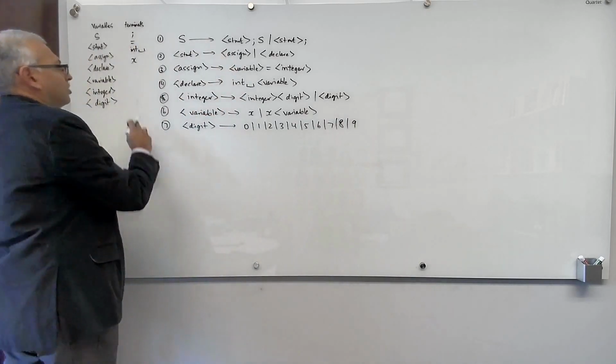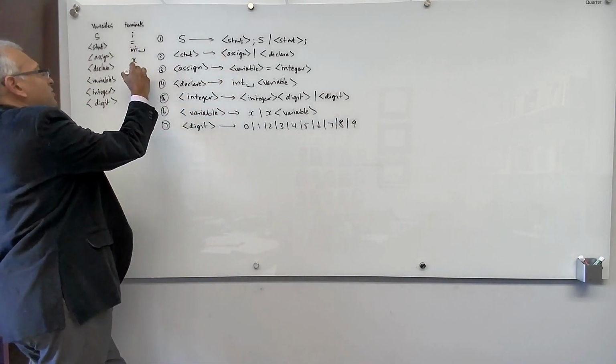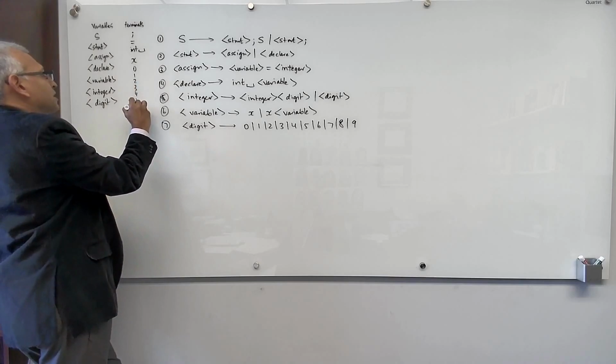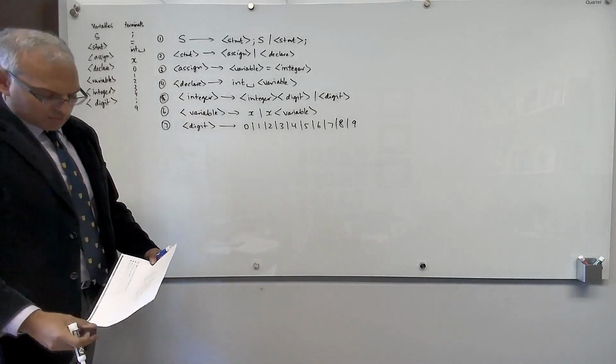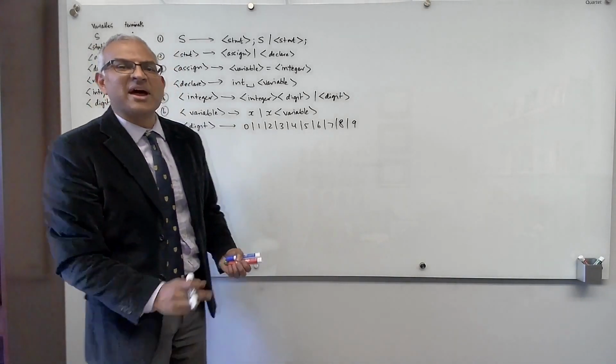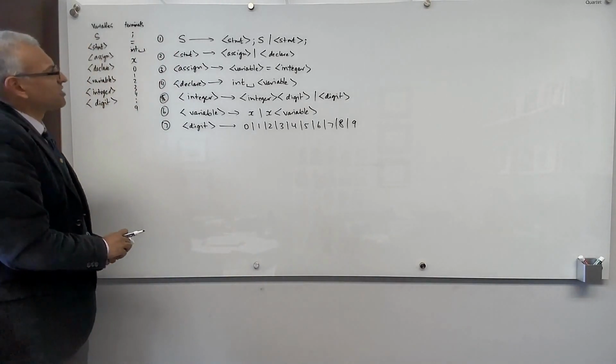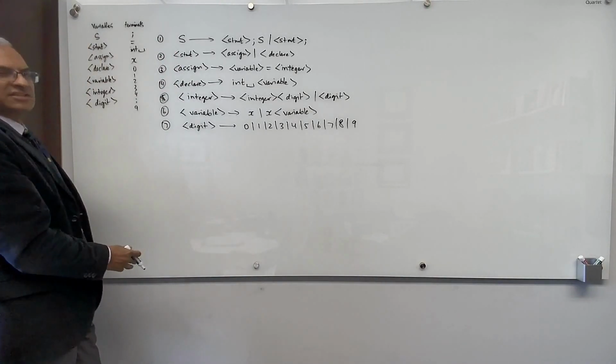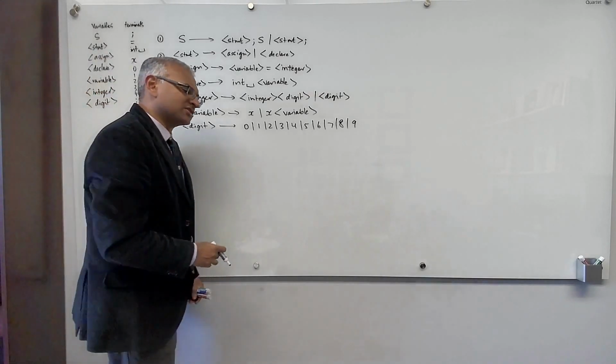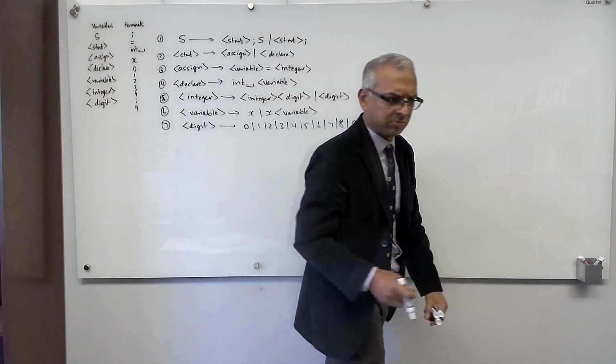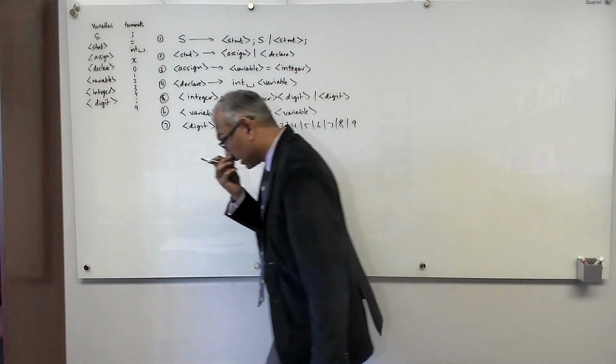Okay, so I've got a whole bunch of new terminals: 0, 1, 2, 3, 4, up to 9. Now let's see what we can derive in this context-free grammar. You can play with this now. This is a baby context-free grammar. Well, it's a context-free grammar for baby C++ or a baby programming language. Let's see what we can get.